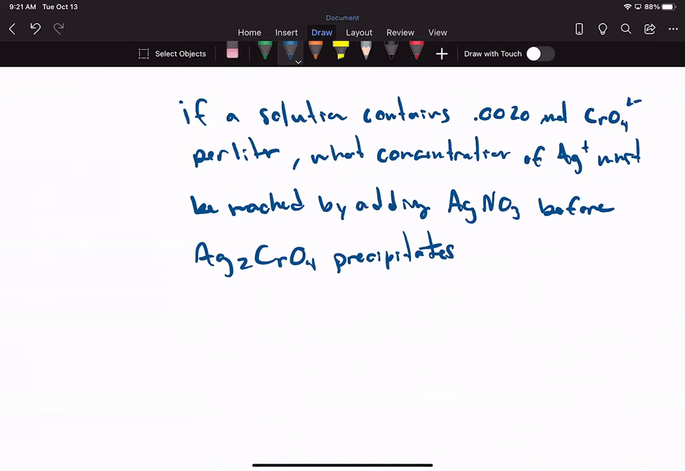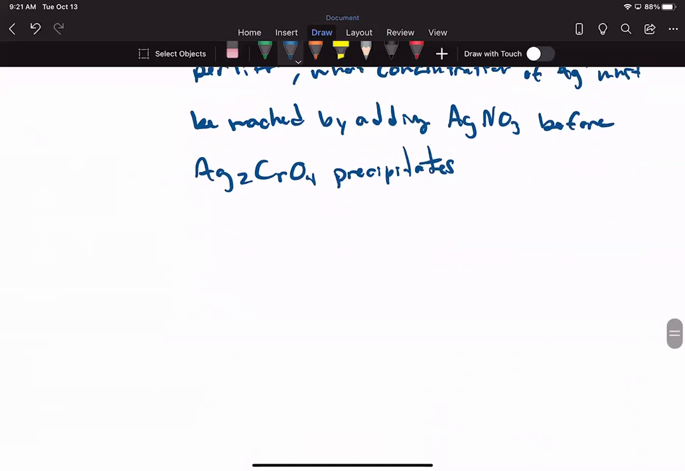So here again, we're running into a common ion effect, right? We're adding some silver nitrate into the solution in hopes that we can get the silver chromate to precipitate. So this is what we're looking to precipitate here: Ag2CrO4 solid. We're hoping this precipitates by adding some silver nitrate into a solution of chromate.